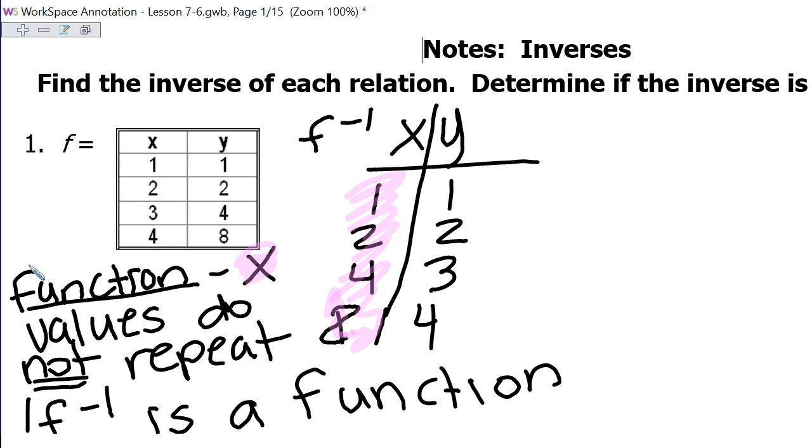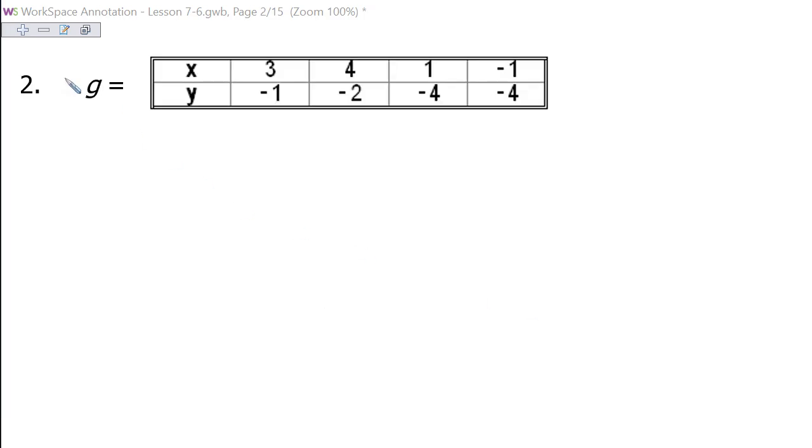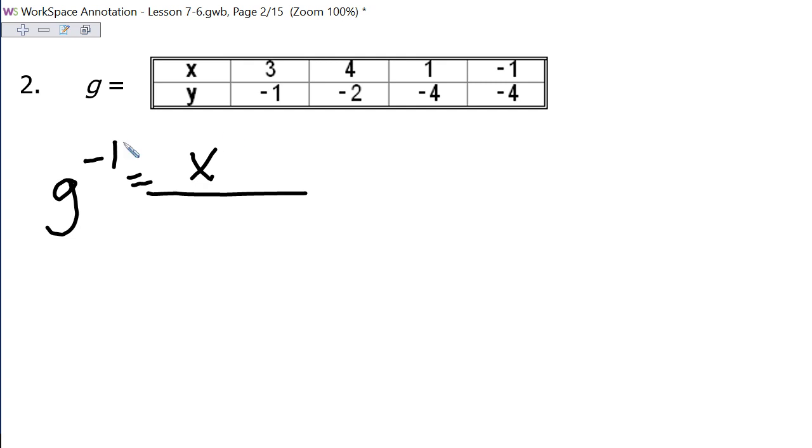Let's look at number 2. The first thing we need to do is find the inverse. We're given g, and this time they made the table horizontal, but it's still going to be the same process. To write the inverse, we write g to the -1 power. So g to the -1 power stands for g inverse. And we're going to take those values in that table and flip them.